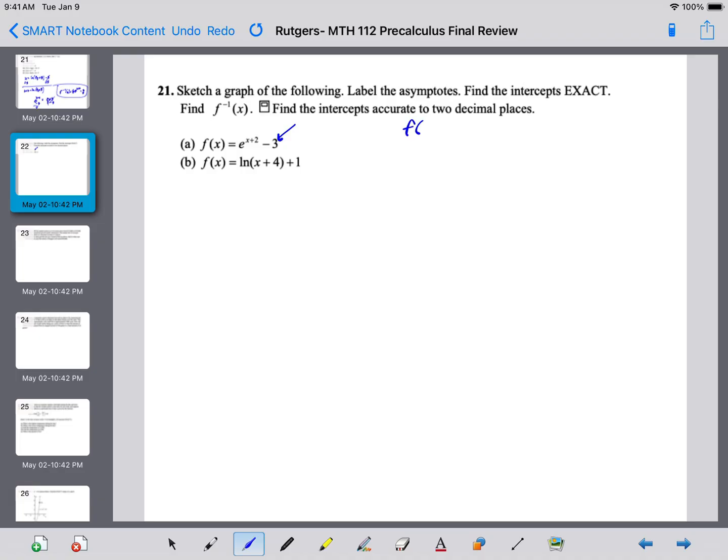So for f of x, there is a horizontal asymptote. Exponentials have a horizontal asymptote. Logarithms have a vertical asymptote. Here it is y equals -3. Find the intercepts. So if it's approaching -3 and it has base e, approximately 2.72, that means that it's exponentially growing. So growing from -3, that's going to definitely hit 0. So we have an x-intercept.